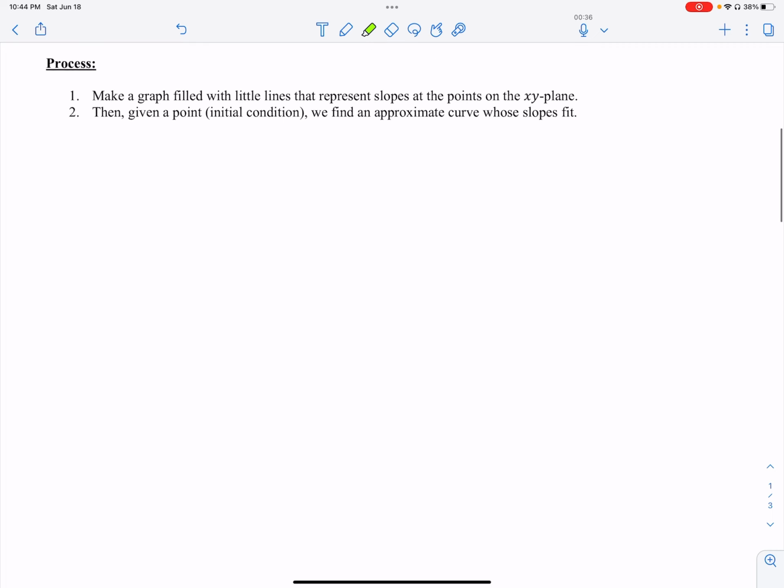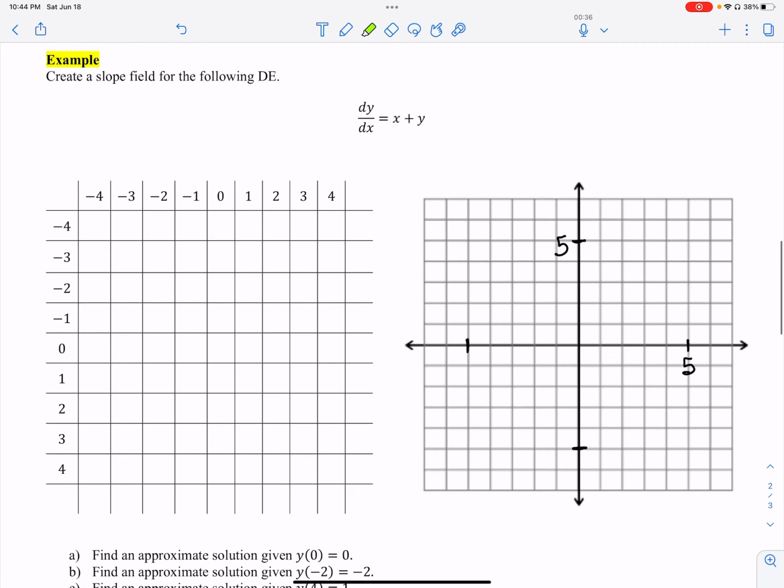I created a table for you, but you'll have to make a table if you're doing these types of problems. And there are patterns to this. So let's work on seeing some of those patterns.